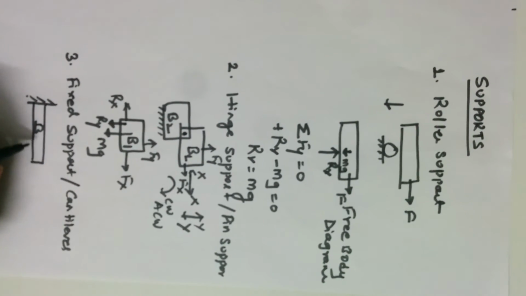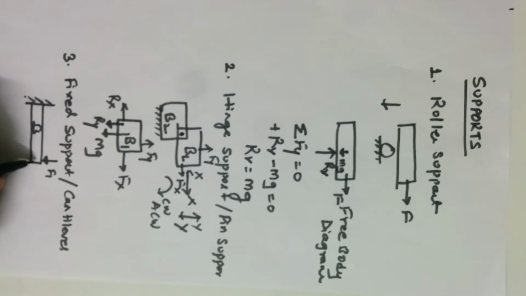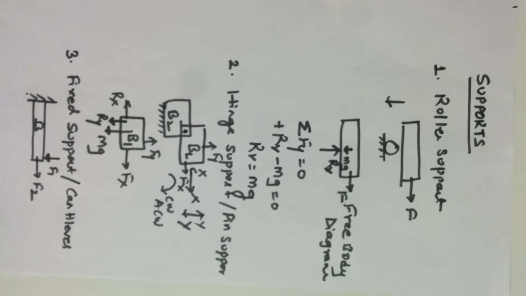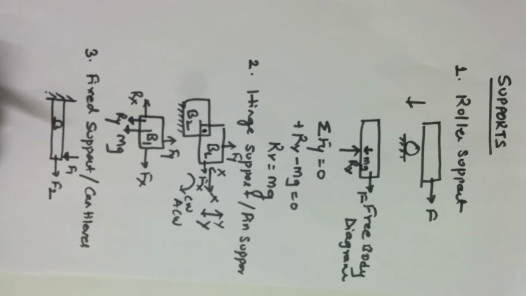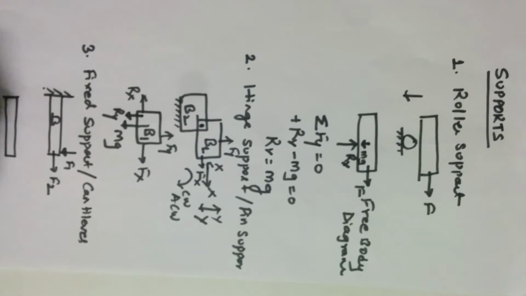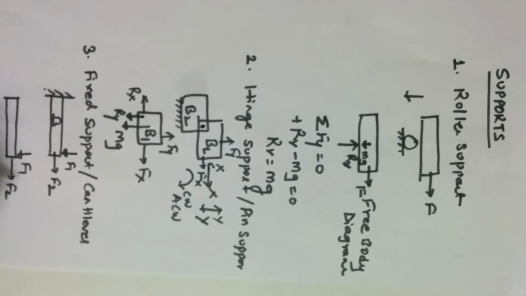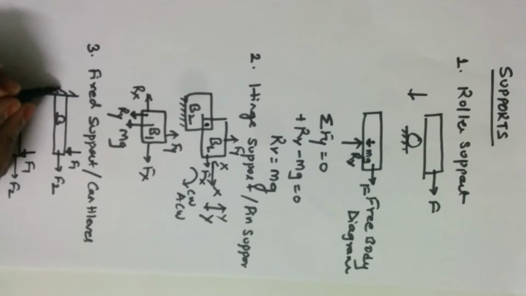Suppose the external forces acting on the body are two forces, F1 and another force F2 in the horizontal direction. If we try to draw the free body diagram of this body, we have to show these external forces. Also, we have to show the weight of the body acting downward, and we have to remove this support.